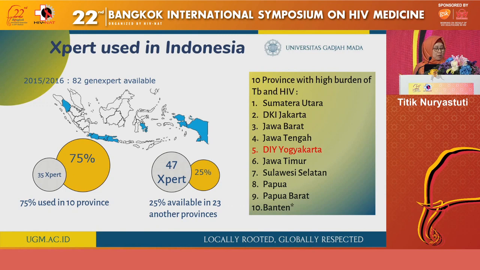In terms of using Xpert in Indonesia, as mentioned in this slide, in 2016 there were about 82 GeneXpert machines available. Among them were placed in 10 provinces in Indonesia, which are considered high burden for TB and HIV. And in our province, Yogyakarta, which is considered the 5th rank of TB burden, we have about 8 GeneXpert equipment.